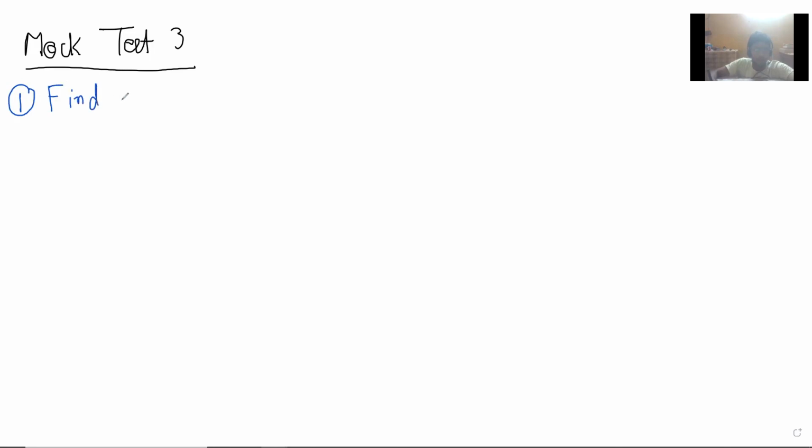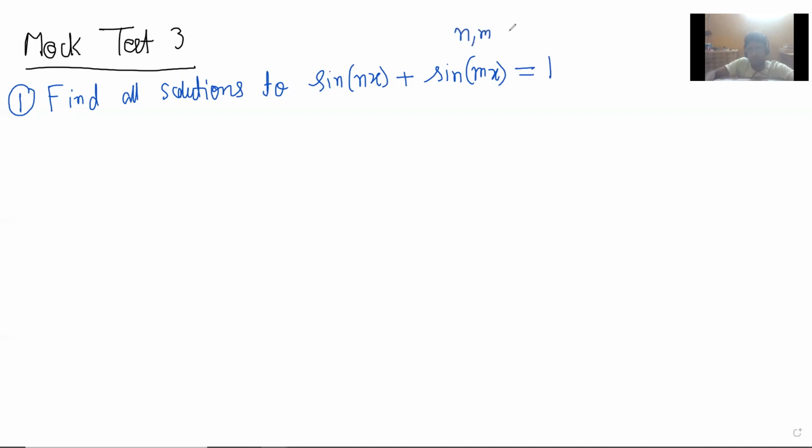Find all solutions to sine nx plus sine mx equals 1, where n and m are fixed integers. We want to solve for x. So let me just check once again. Find all solutions to this.